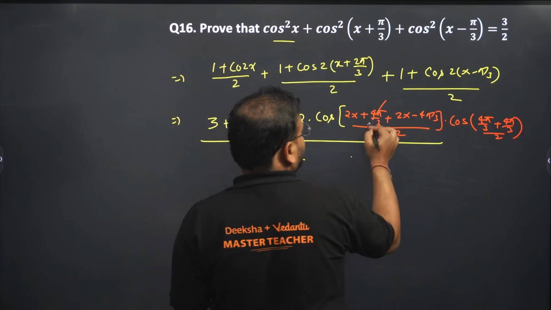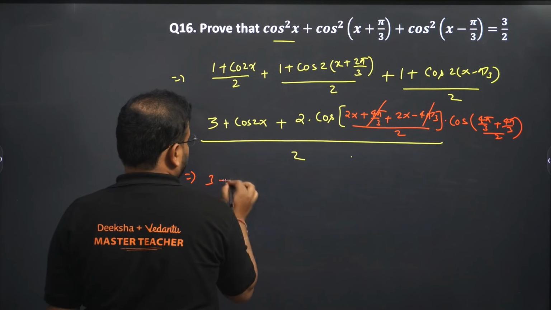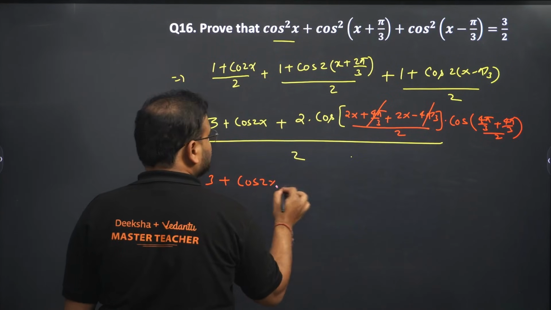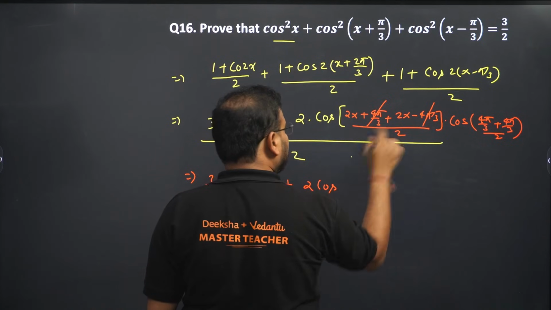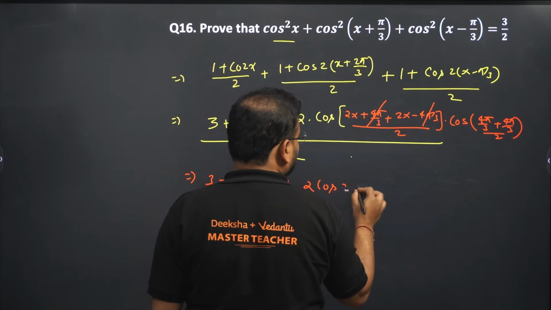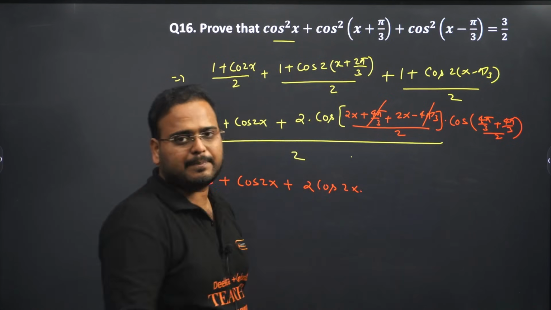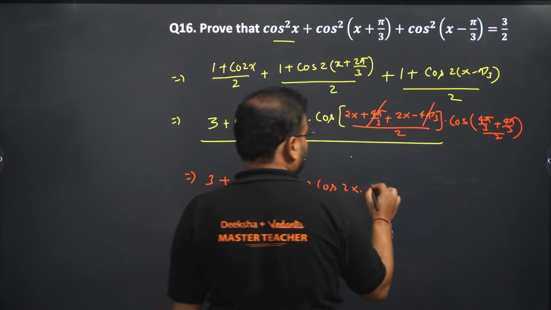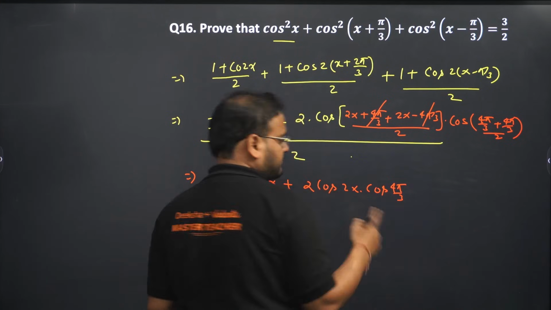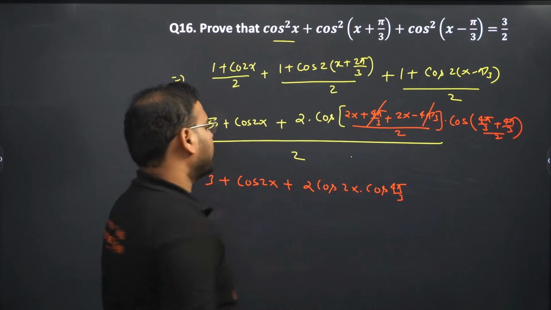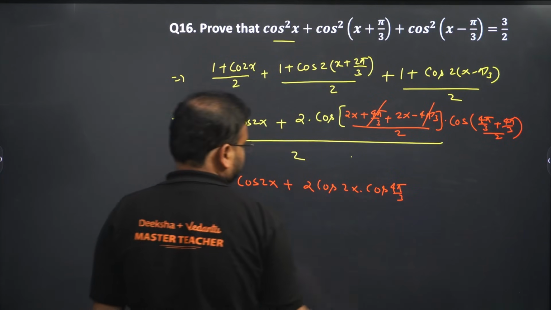Check here, this is cancelled. I get 4x by 2, so 3 plus cos 2x plus 2 times cos 2x, since 4x by 2 becomes 2x, into cos of 8 pi by 3 by 2, so cos of 4 pi by 3. This value will be what? Minus 1 by 2 only. This will be minus 1 by 2.